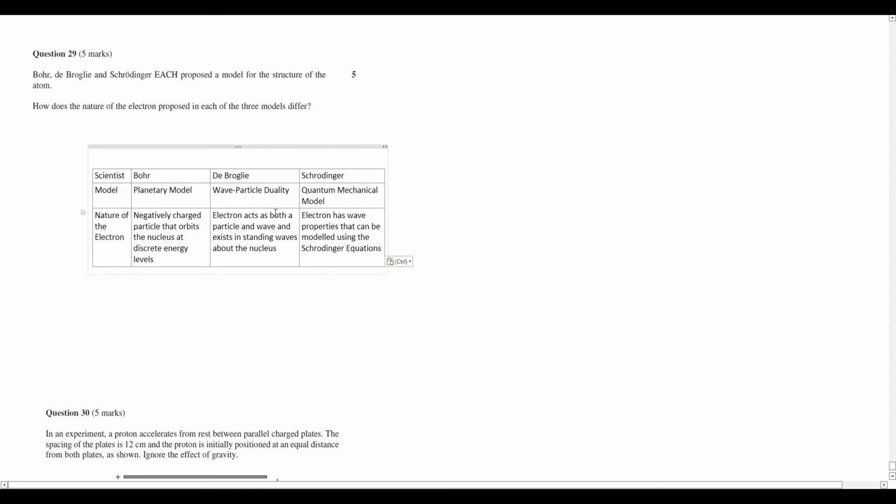Okay, so that's pretty much it. That's how you would achieve five marks for a question like this. As long as you understand roughly what each scientist and their proposed model actually means, then there's no reason that you shouldn't be able to achieve full marks on this question.